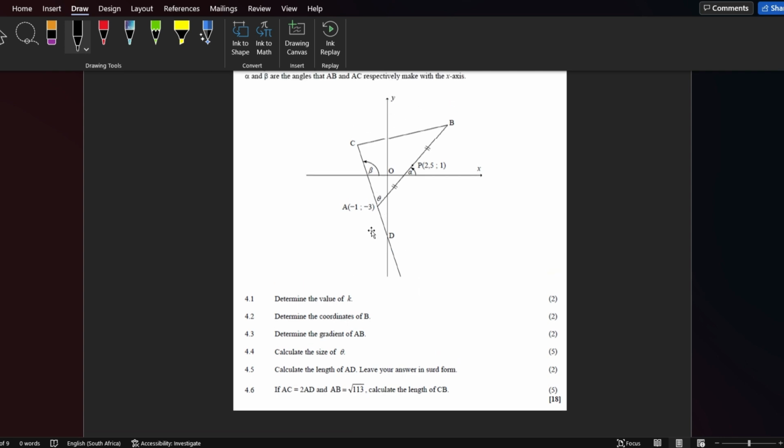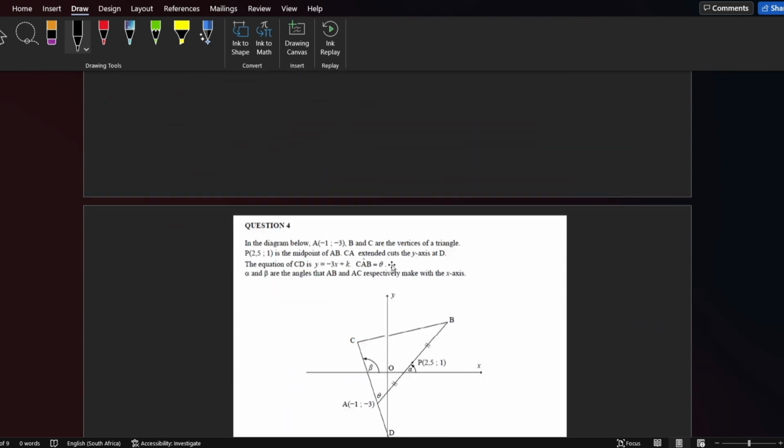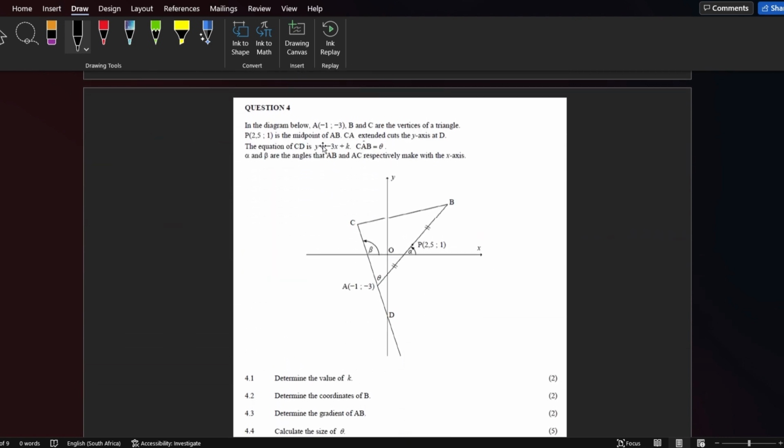So they want us to calculate the length of AD. We have the coordinates of A. The coordinates of D are not shown, but we in fact do have these coordinates. Why? Because we were given the equation of line CD and we solved for K. And we solved for K to be -6. Therefore, the coordinates of D are in fact (0, -6) because that is the y-intercept.